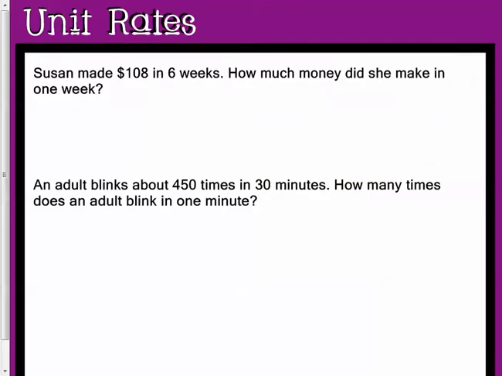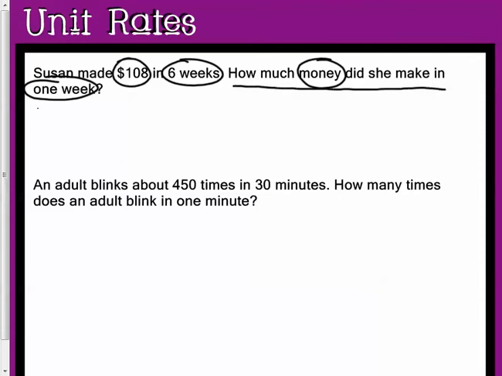Okay, if you want to write down these questions so that way you can underline the key information, circle the key information, and underline the question, you can. Otherwise, go ahead and watch me now. All right, so Susan made $108 in 6 weeks. That's key information. How much money did she make in 1 week? That's also key information, and we need to underline the question so we know that in the end we need an answer, and it's going to be an amount of money per week, right? Because we want to know 1 week.